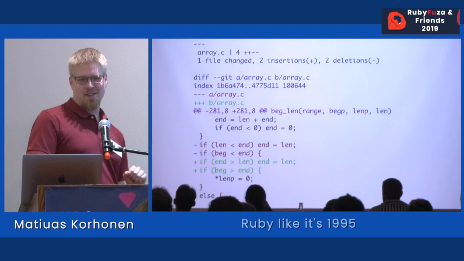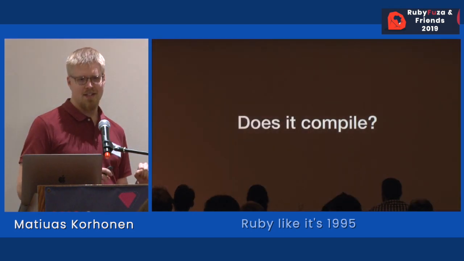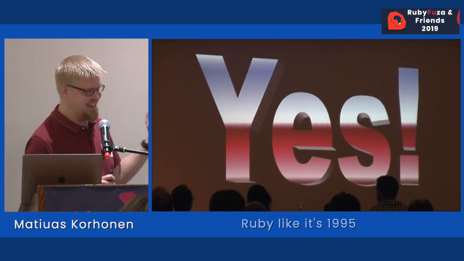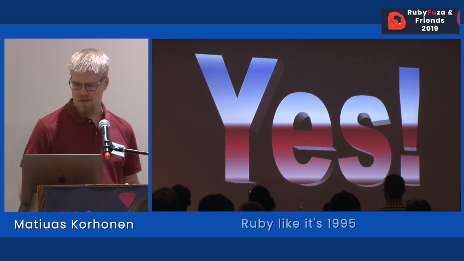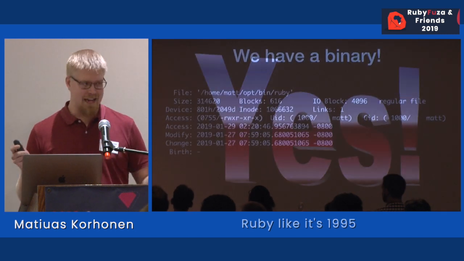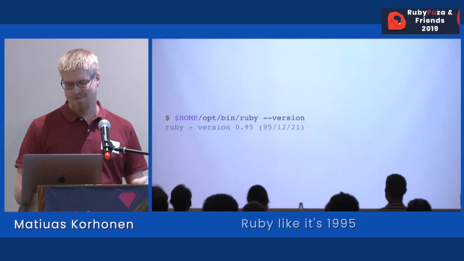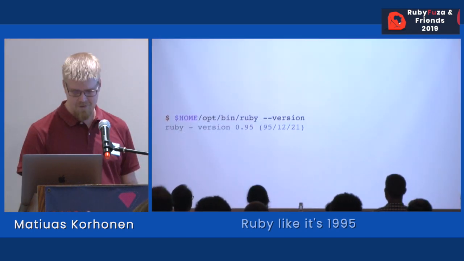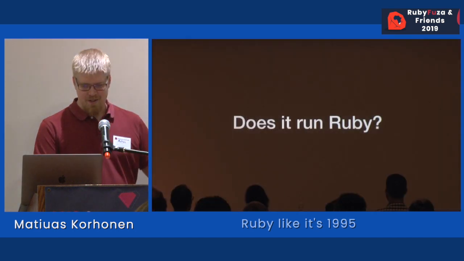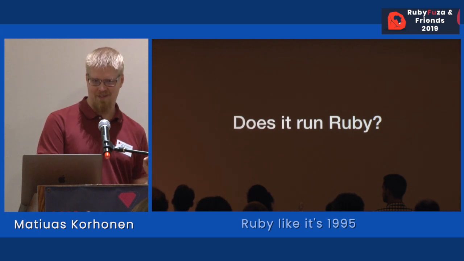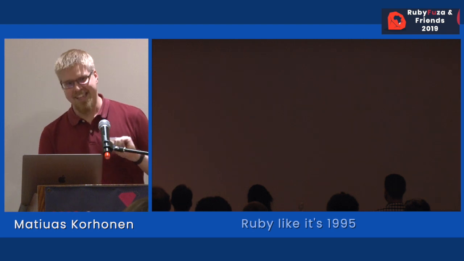And now we're ready for the million-dollar question. Does it compile? Yes. We have a binary. It runs, Ruby 0.95, for 21st of December, 1995. But does it run Ruby? Yes.